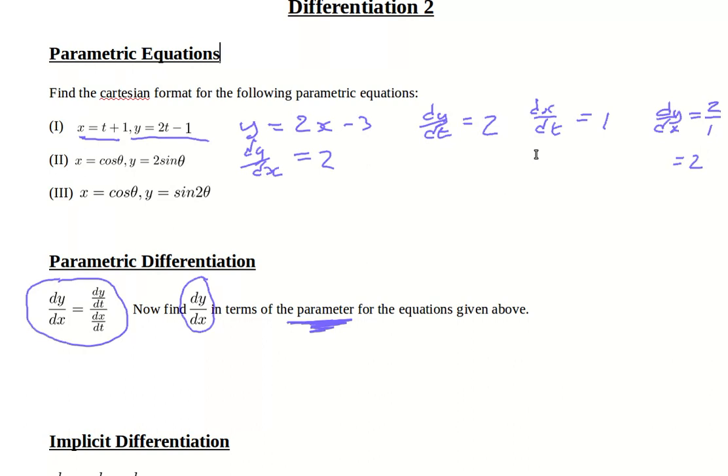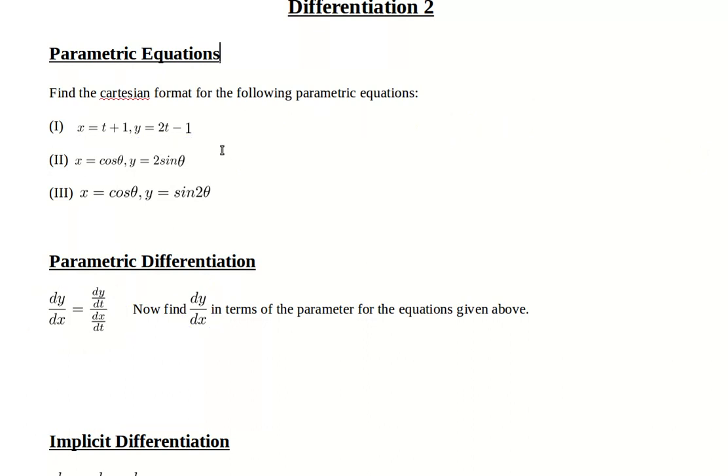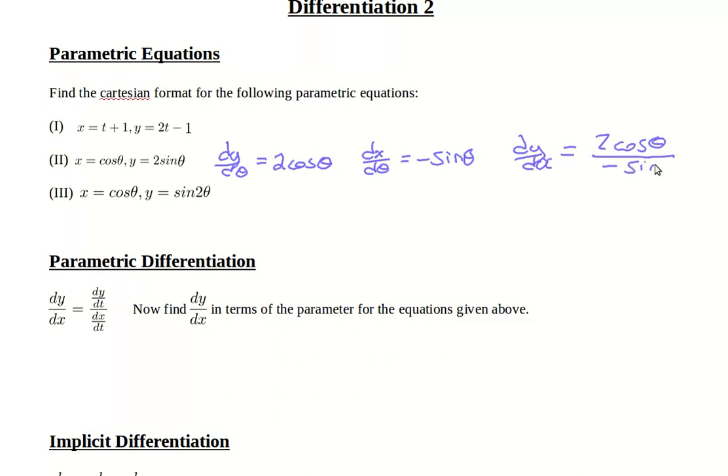It's more useful in equations like question 2 and question 3. So let's do this next. Once again, we're going to do dy by d theta. That differentiates to 2 cos theta. dx by d theta, that differentiates to minus sine theta. And so dy by dx in terms of the parameter theta is simply going to be dy over d theta, 2 cos theta, divided by dx by d theta, minus sine theta. And you're done. And yes, that is the same as minus 2 cot theta if you wanted to write it like that. Okay, let's do the last one.